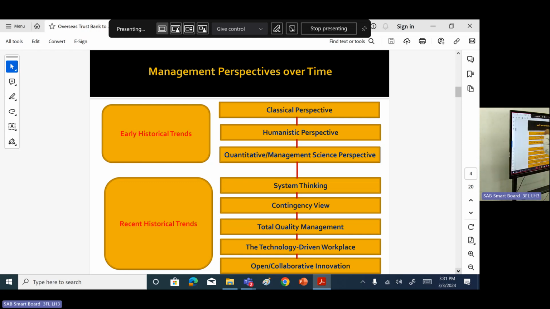Then under two, we have to identify the key managerial perspectives. The classical perspective, humanistic and quantitative perspectives can be considered under the early historical trends. Then systems thinking and the contingency view, these newer aspects of management, can be considered under the recent historical trends. Early and recent. Right. That's how the evolution of history can be considered.